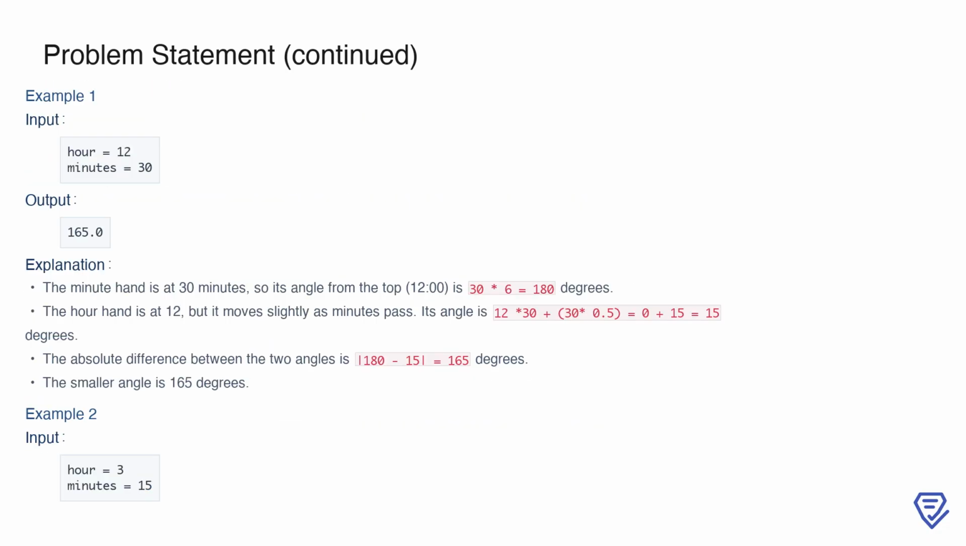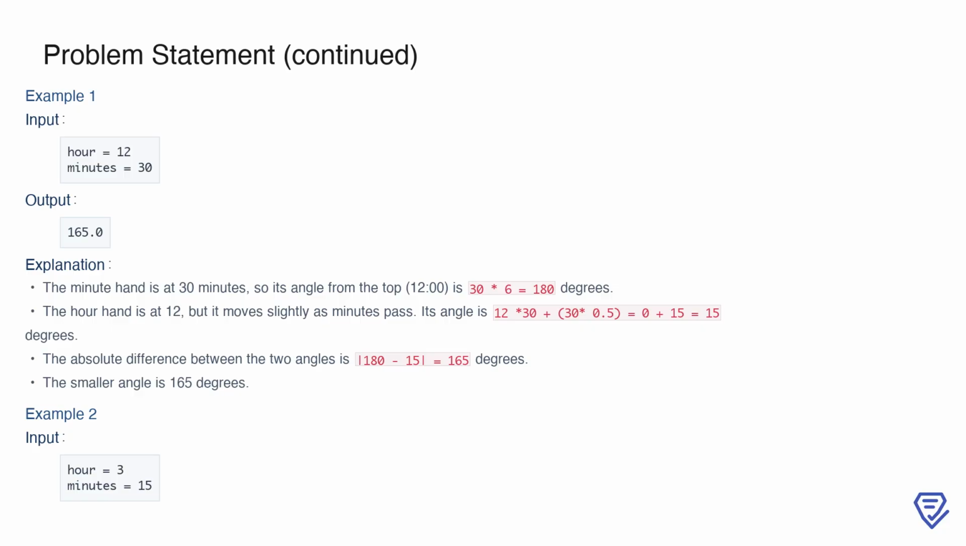In the first example, the input is hour equals 12 and minutes equals 30. Here's how we calculate the angles. The minute hand is at 30 minutes, so its angle from the 12 o'clock position is 30 multiplied by 6, which equals 180 degrees. The hour hand starts at 12, but it moves slightly as 30 minutes pass. Its angle is calculated as 12 multiplied by 30 for the full hour, plus 30 multiplied by 0.5 for the minutes passed. This gives us 0 plus 15, so the hour hand is at 15 degrees.